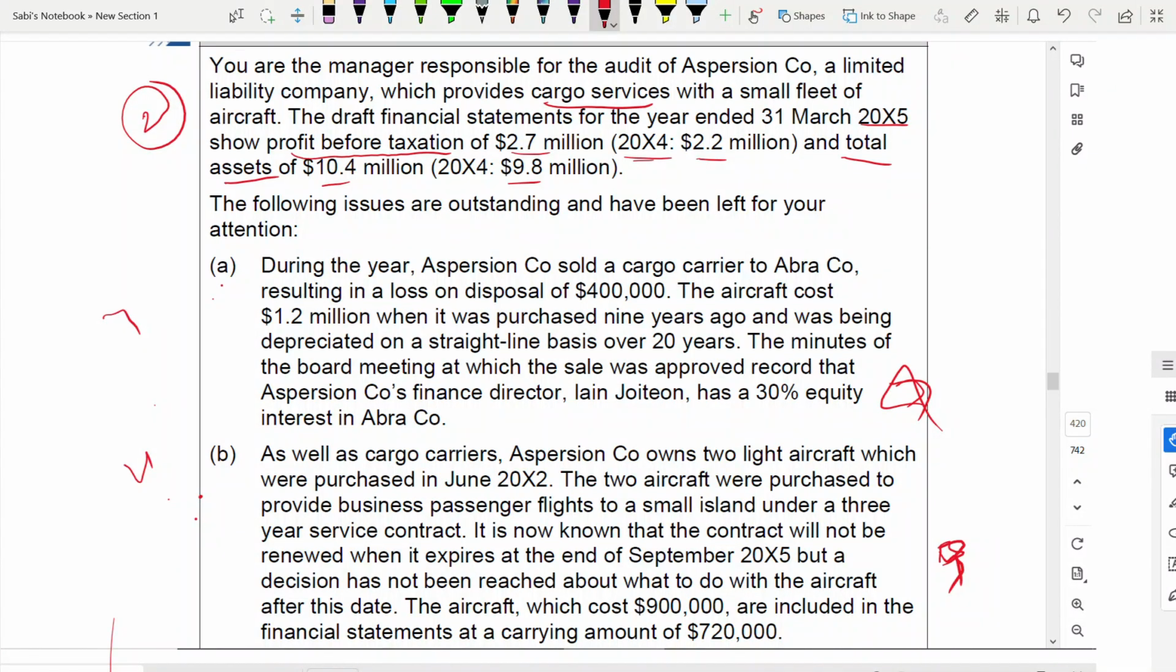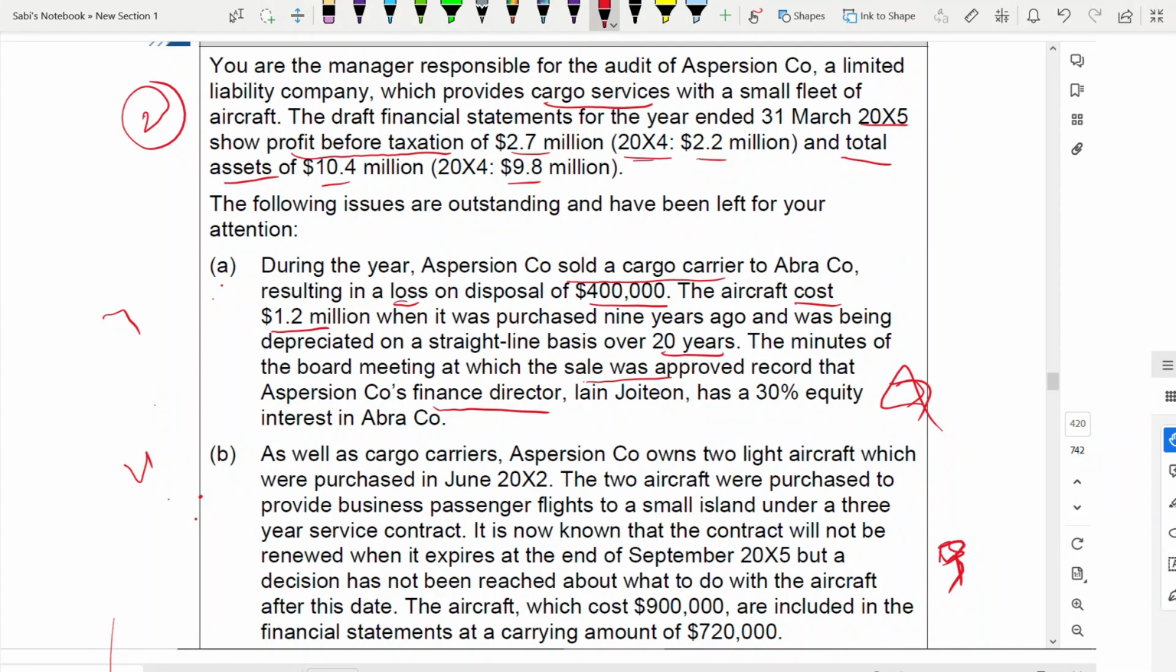So here it is about selling a cargo carrier at a loss of 400,000. It's a loss. The cost of that aircraft was 1.2 million when it was purchased 9 years ago, and the useful life was 20 years. According to the minutes of the board meeting, this sale was approved. By whom? By the finance director.